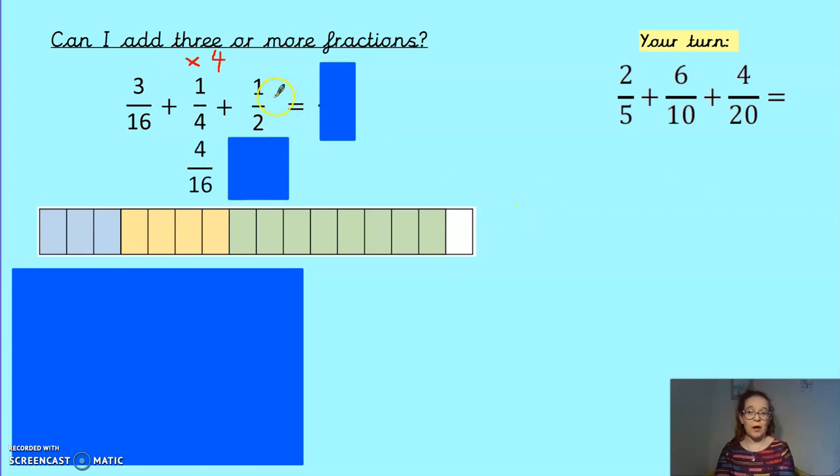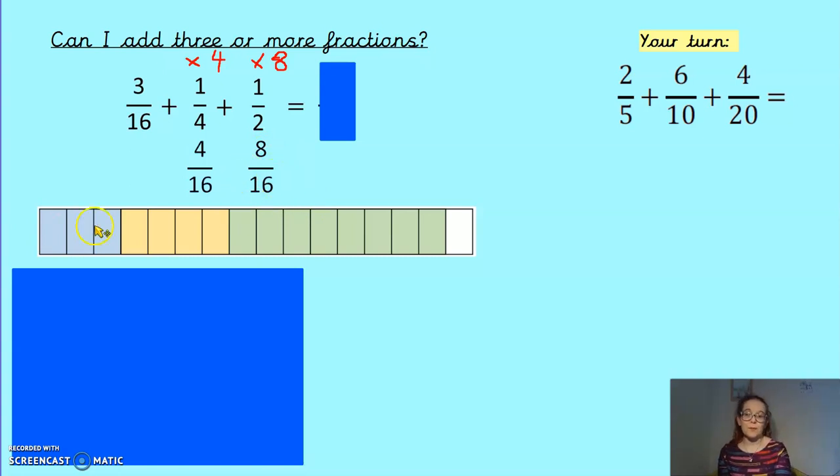What do I need to do with my half to get to 16? Well, I need to times it, and it's going to get bigger, isn't it? So it's going to be times by 8. Okay, let's reveal that one. And that will be 8/16.